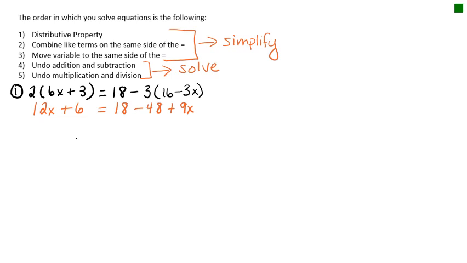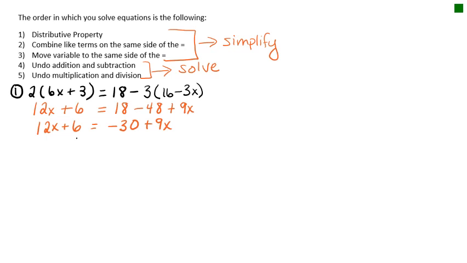Step 2 says combine like terms on the same side of the equal sign. So if I look on the left side, the 12x plus 6, those are not like terms, so I'm not going to combine them. They're just going to be brought down. But if I look at the right-hand side, I do have like terms. 18 and minus 48 are like terms. So I'm going to do 18 plus a negative 48, or you could do 18 minus 48. Either way, we're going to get minus 30. Okay, so negative 30 plus 9x. Again, we're still simplifying. It still doesn't look like a two-step equation.